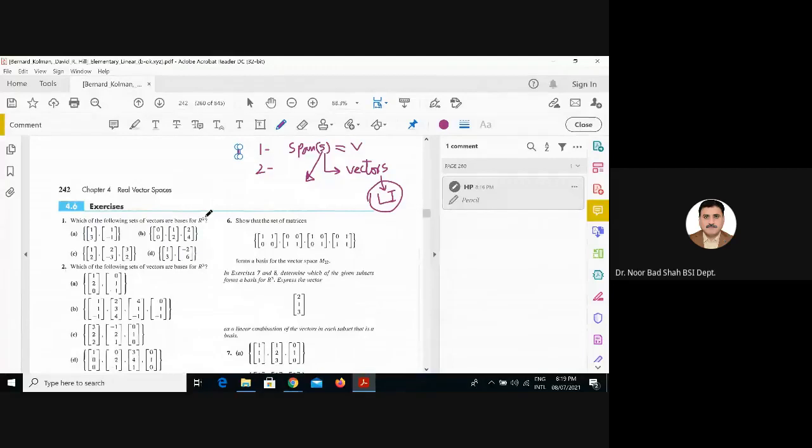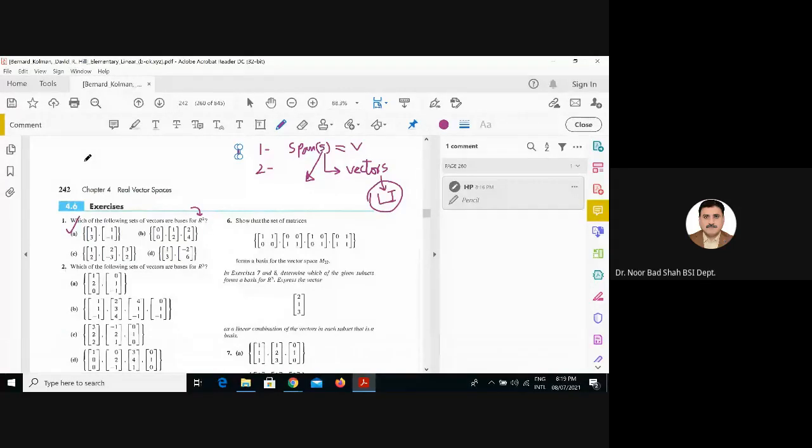Okay, right. So let's come to exercise 4.6. Which of the following sets of vectors are a basis for R2? You could see we have ordered pairs, vectors with two components, so we will be checking whether they form a basis for R2. You will check whether they are dependent or not dependent, or whether they are spanning or not spanning. So we first check this one.